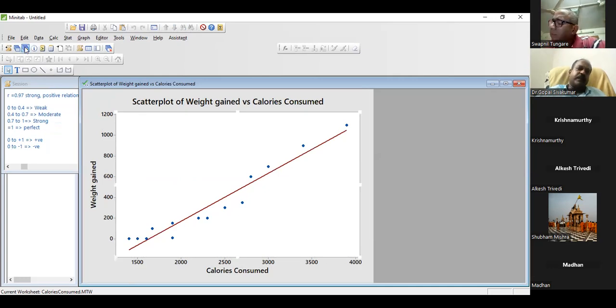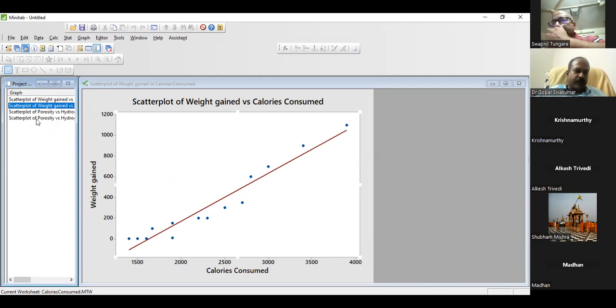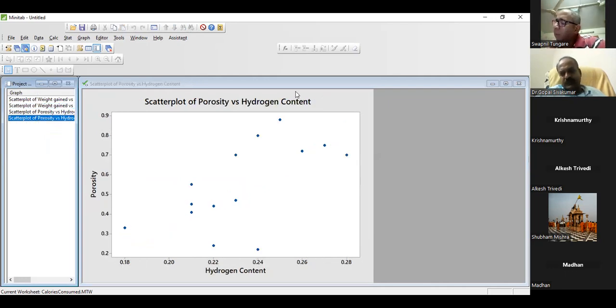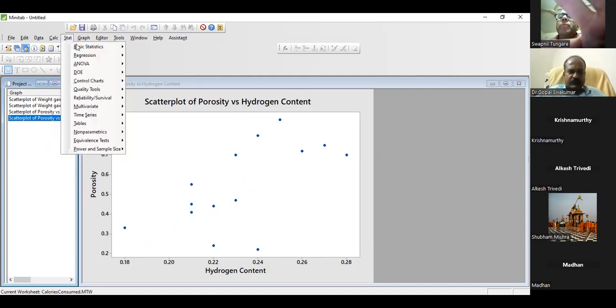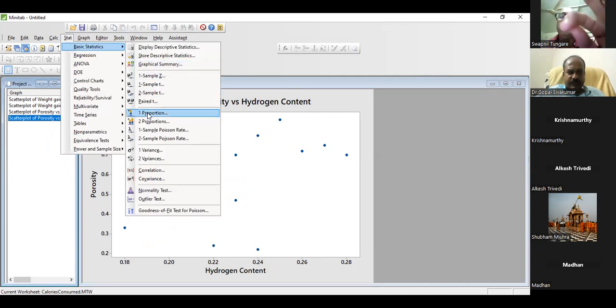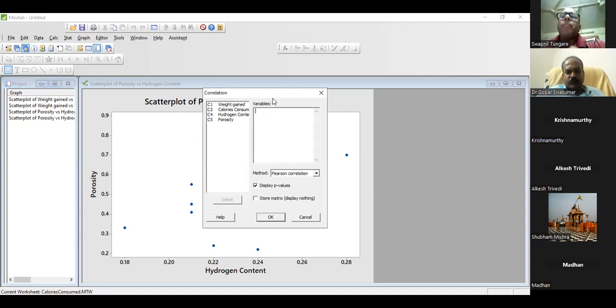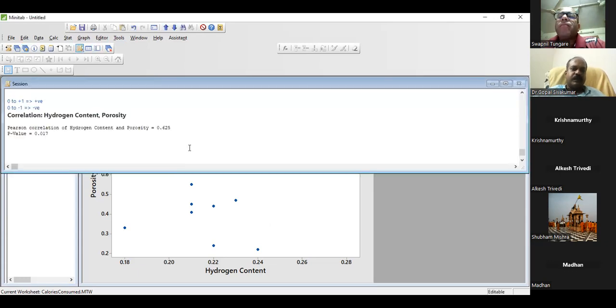confirming the correlation. But the second one, the visual is a problem. Can you see here, all of you? Yes, sir. Visual is a problem. Let us do the correlation study now. Stat, basic stat. Where should I go? Correlation. Now I should just choose the two variables X and Y, hydrogen content and porosity. I'm giving OK here. Now tell me, what is the R value?